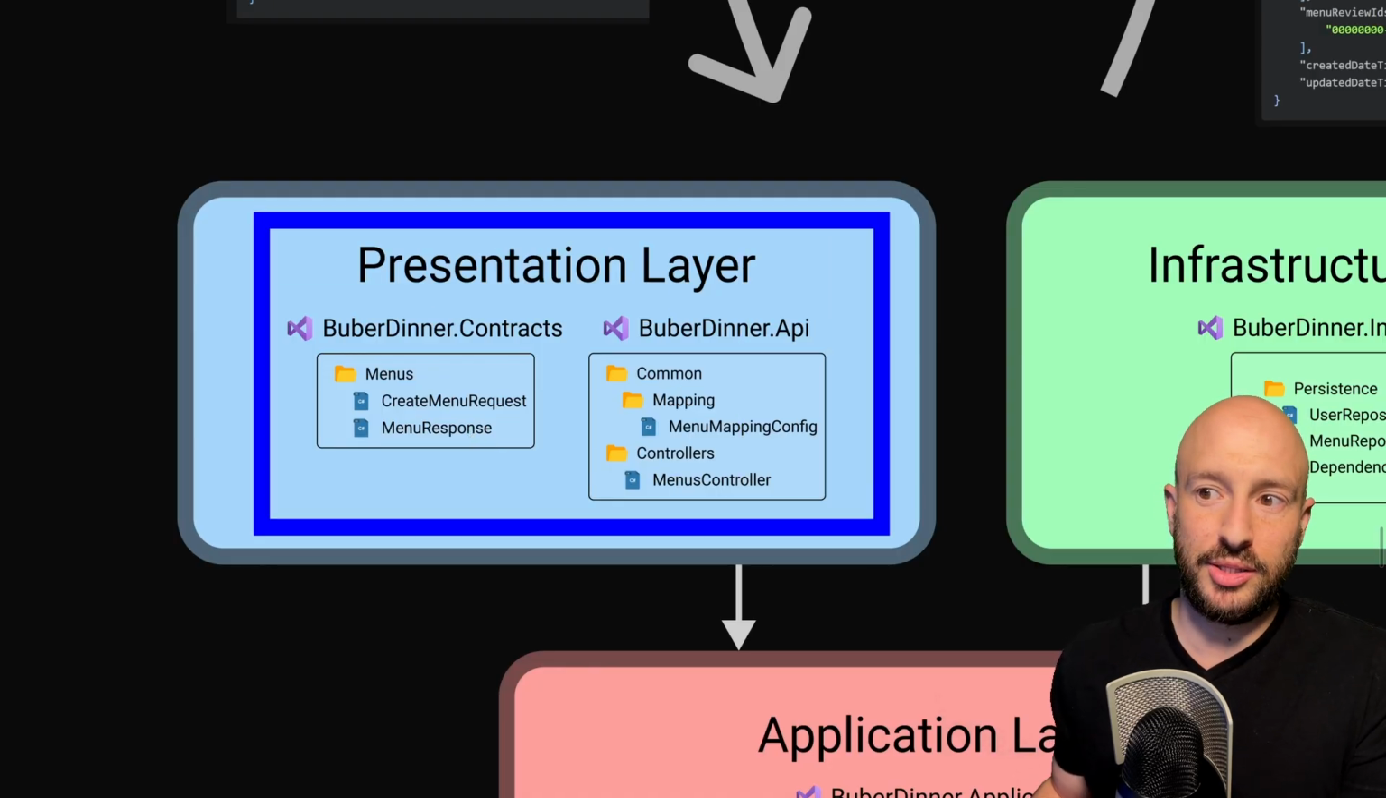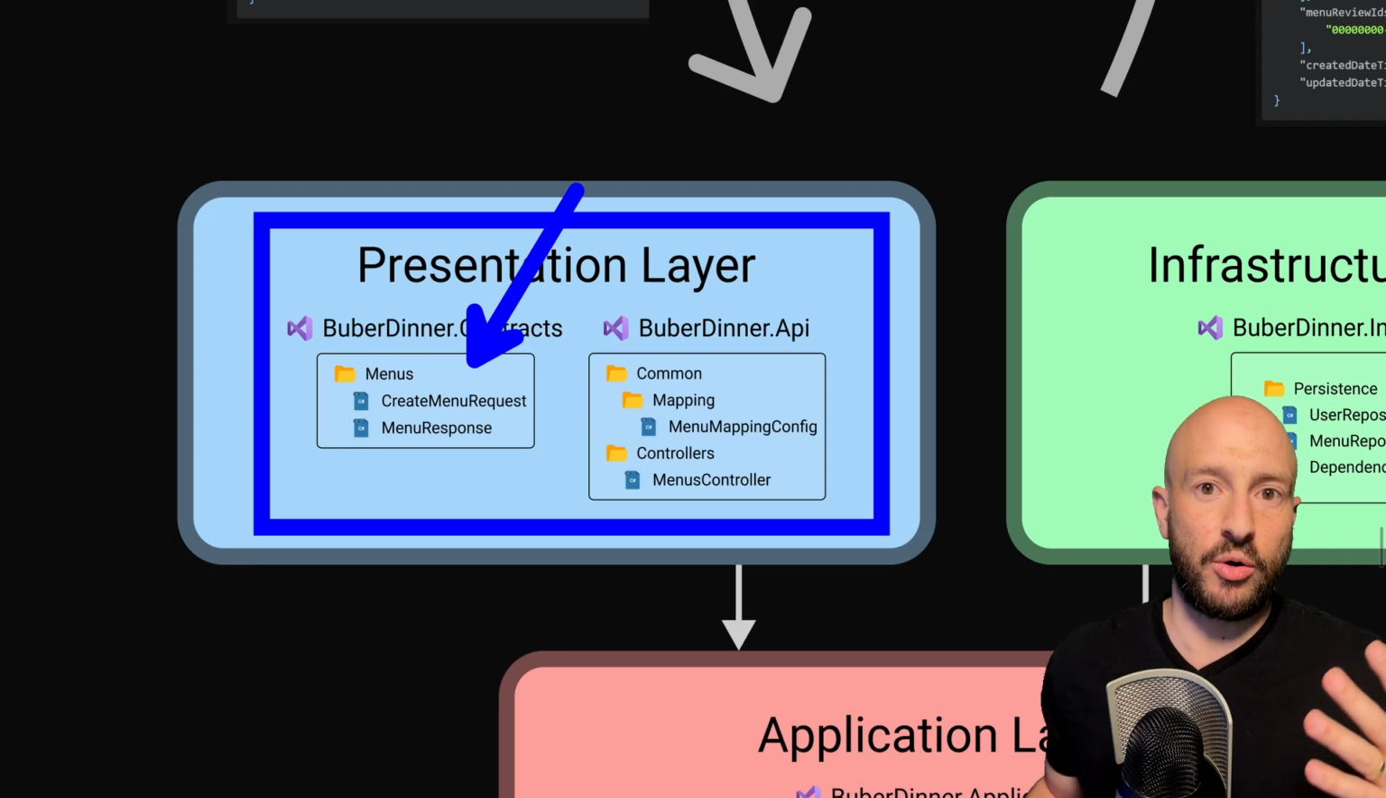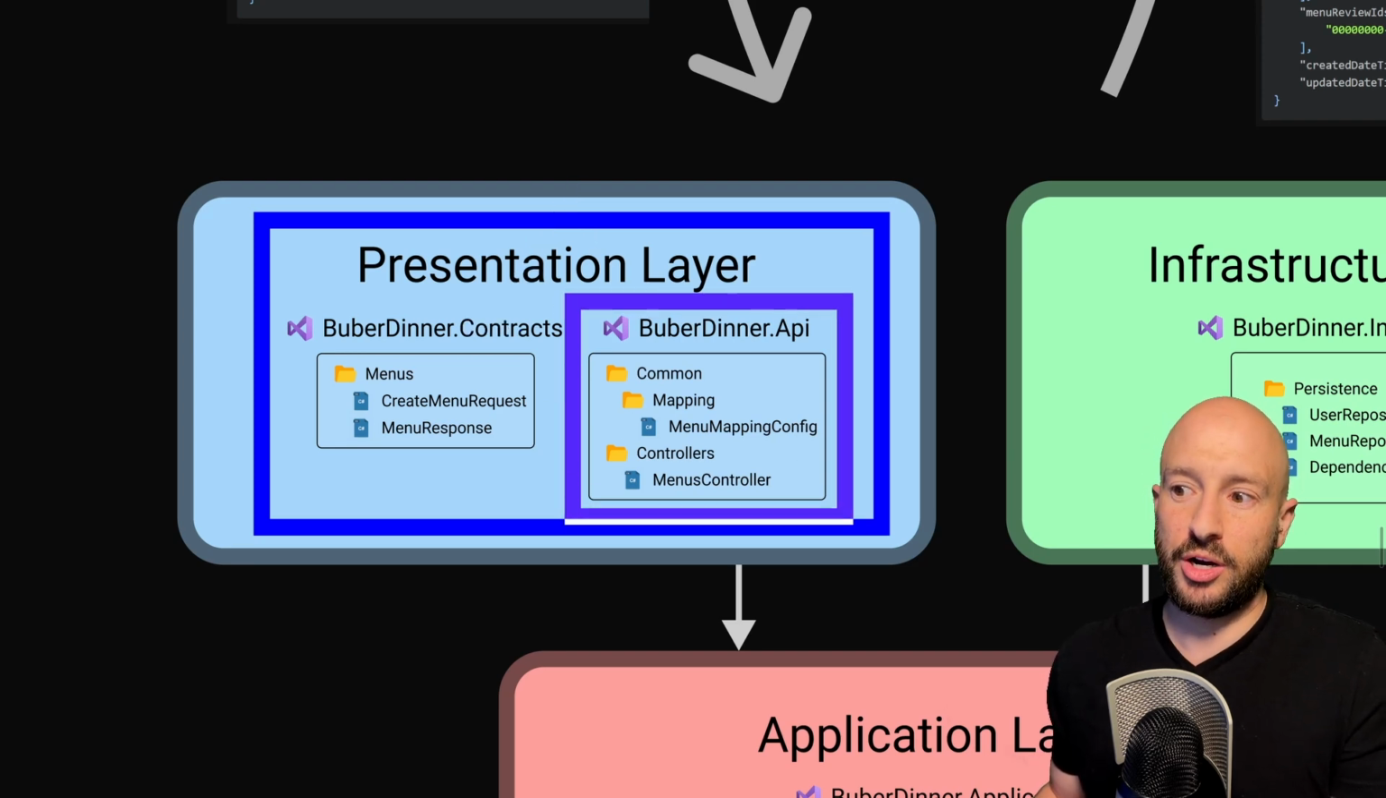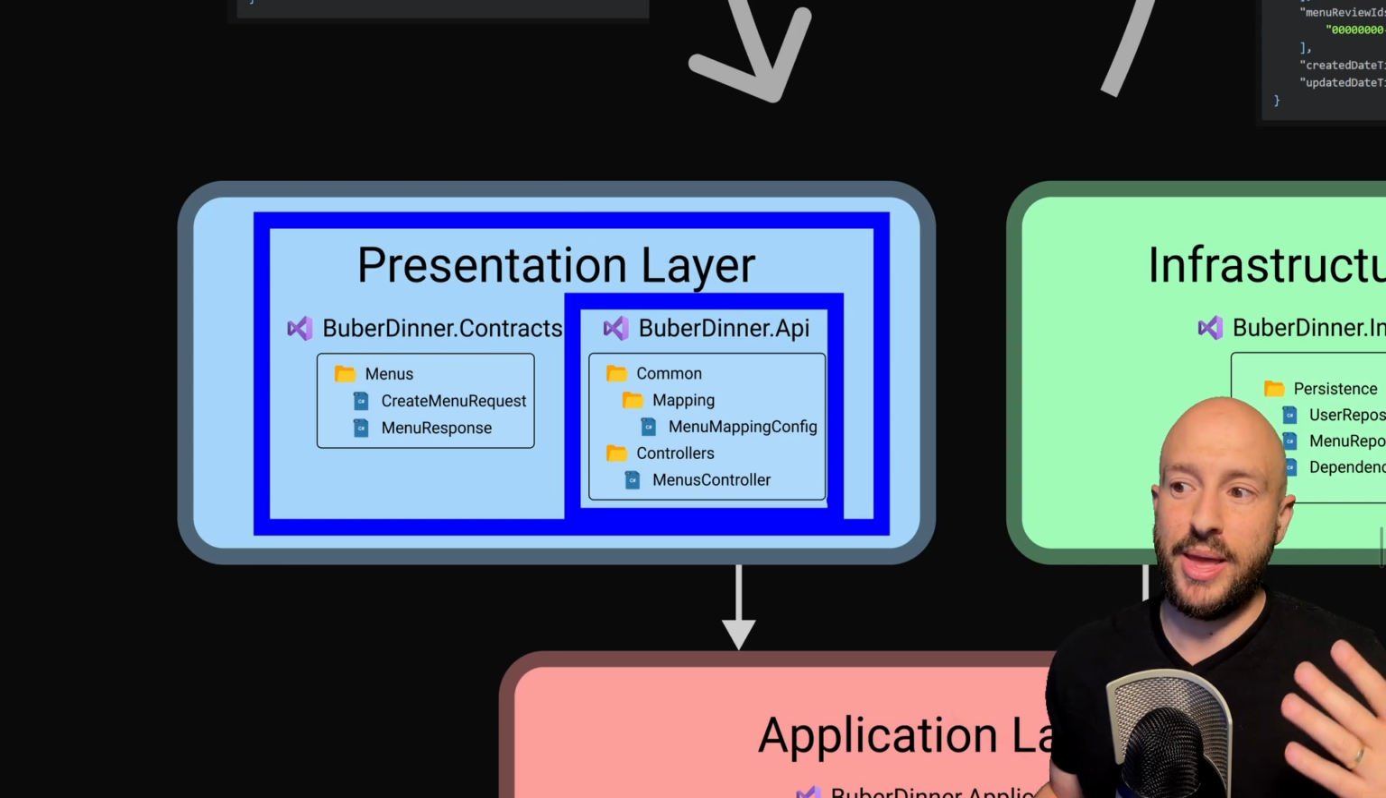Okay, moving on to which logic sits where. Inside the presentation layer, in the contracts, we have our request and response schemas. Over here, this is the entrance to our application, the menus controller.